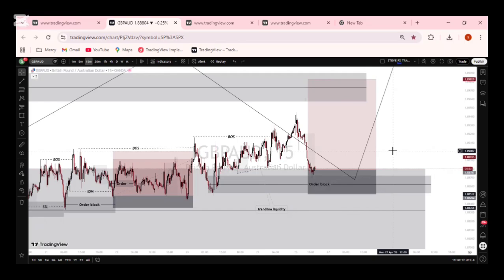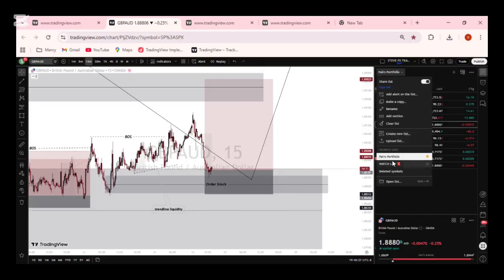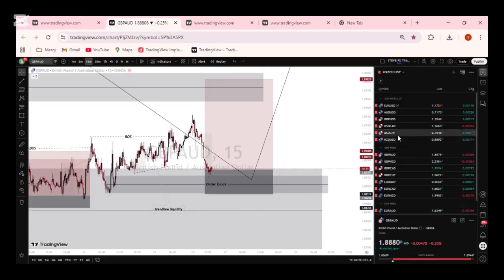So that is it when it comes to the structure event. Let's add another example. Let's see if we can have another example.